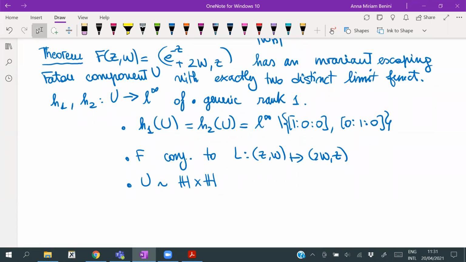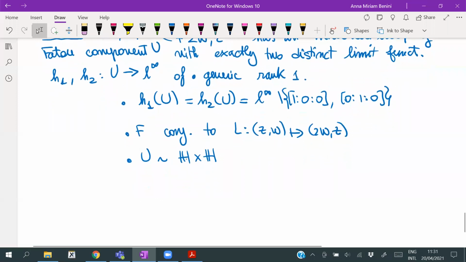Like in many of these constructions in which you perturb a linear map, you have a lot of flexibility in perturbing. You can change your linear map. So like in many examples of Baker domains, this is kind of a stable construction. You can perturb it. But I'm just stating it like this for the purpose of the talk. So let me just tell you what are the steps of the proof.